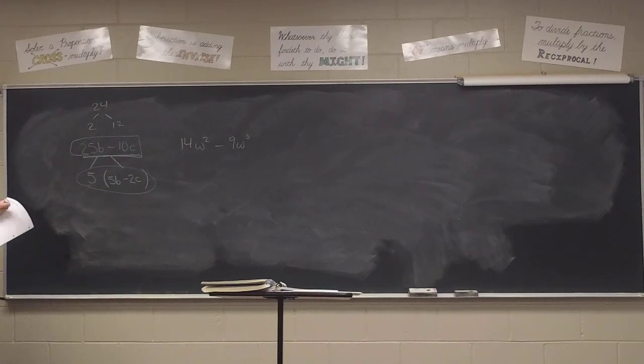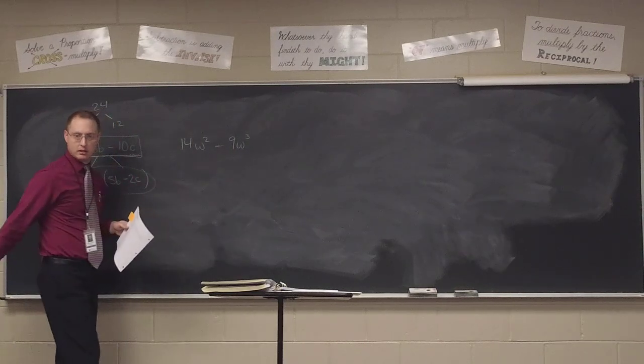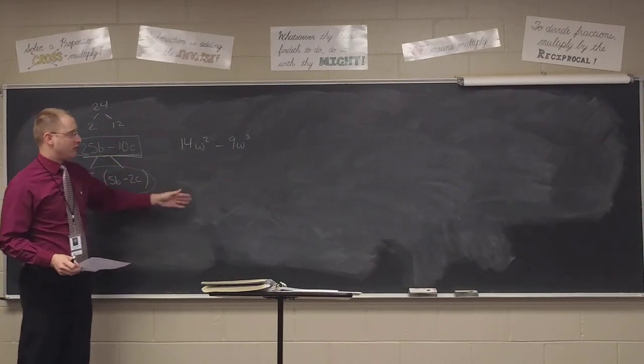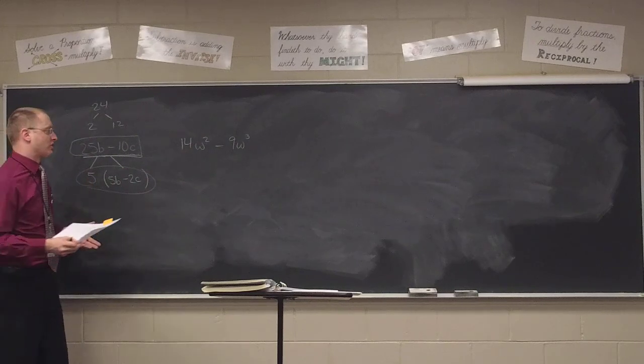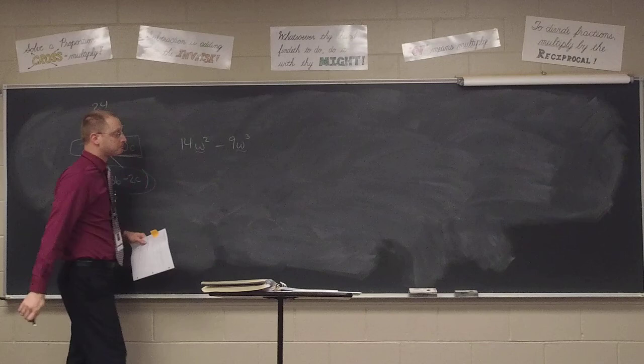First thing we want to look for is the number. Is there anything common in 14 and 9? No. This is 2 times 7, this is 3 times 3, but we don't even have to prime factor to see it. They're prime to each other. Okay, what about letters? Are there any letters common?